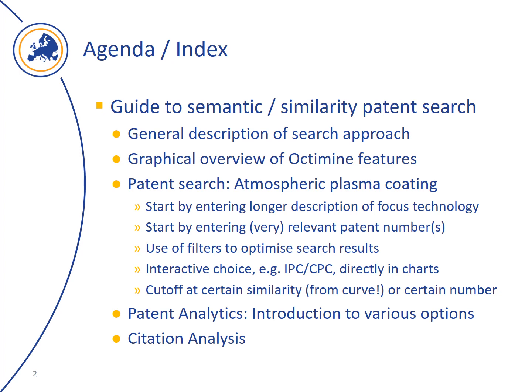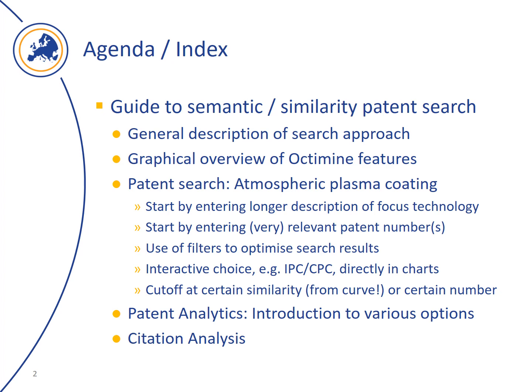Another starting point can be to use already known relevant or very relevant patents by entering the patent numbers into the system. In almost every case, it will then also be necessary to use filters to optimize the search results. For instance, to choose some keywords or to exclude some words which should not appear because they would describe another technology, or for instance to use patent classes.